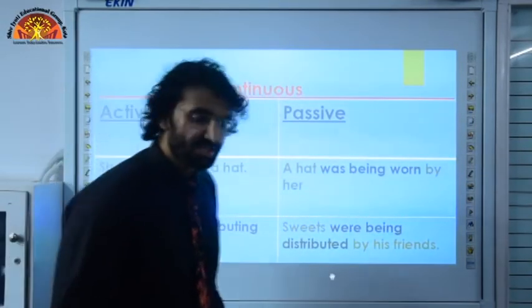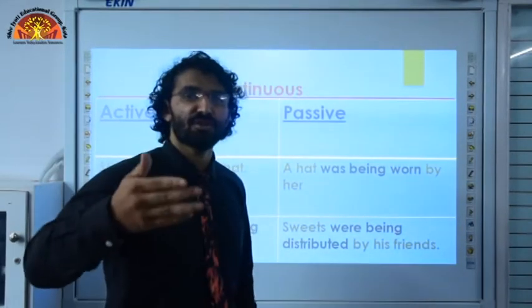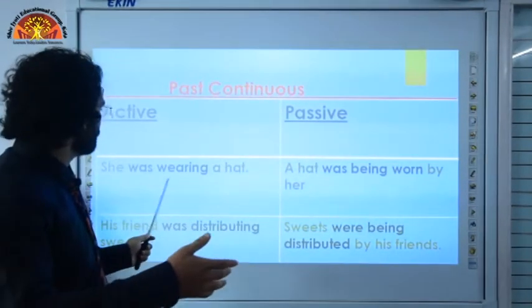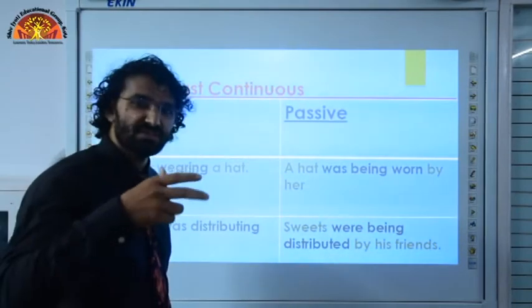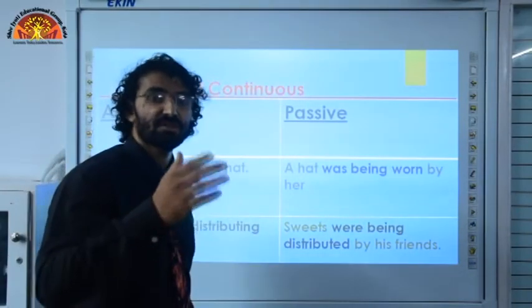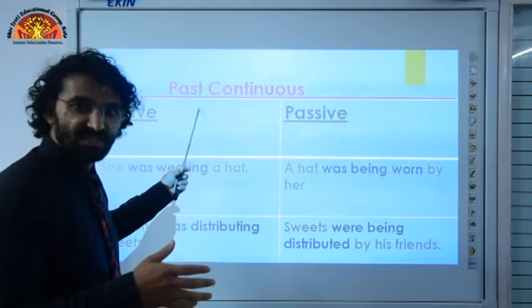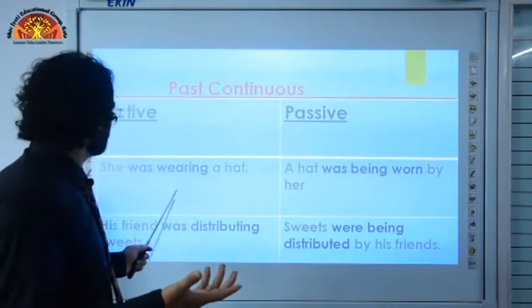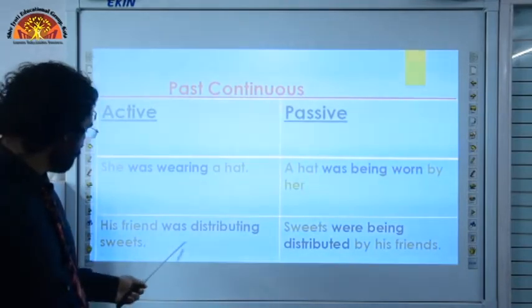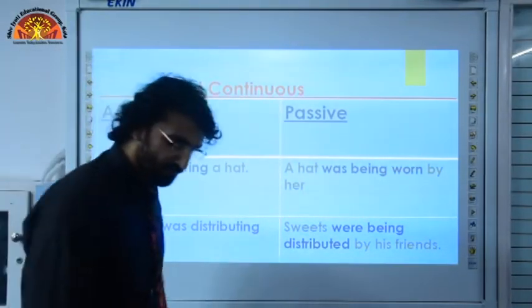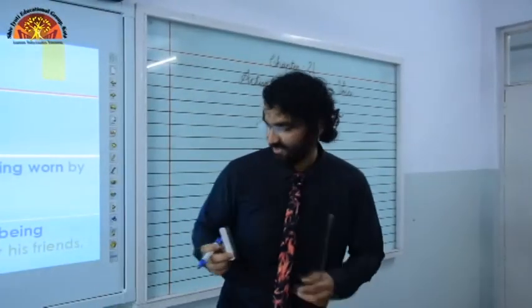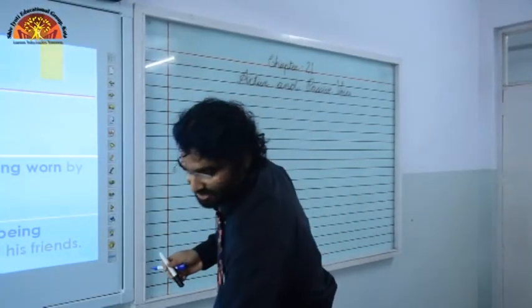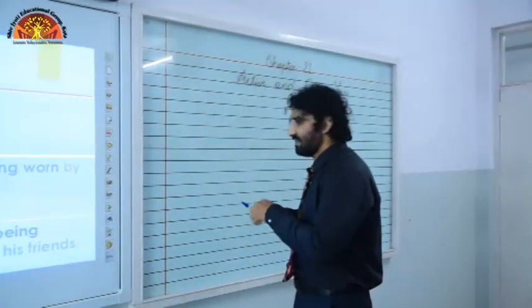This is just like present continuous, but we are going to follow the rules in a slightly different manner, because it belongs to obviously past tense, and we will use the past form of verbs. Okay, see this example. His friend was distributing sweets. Come with me to the board because I need your help. I cannot do this alone without your help. Please help me in this sentence.